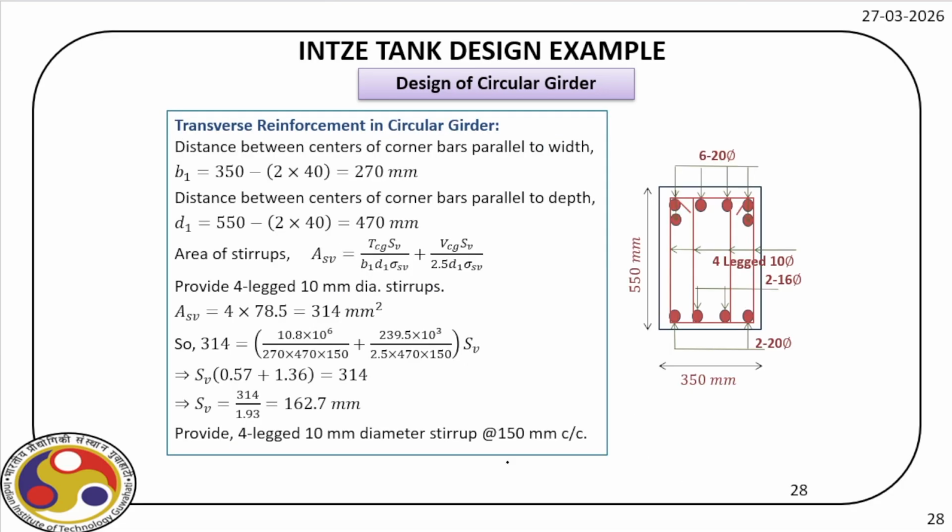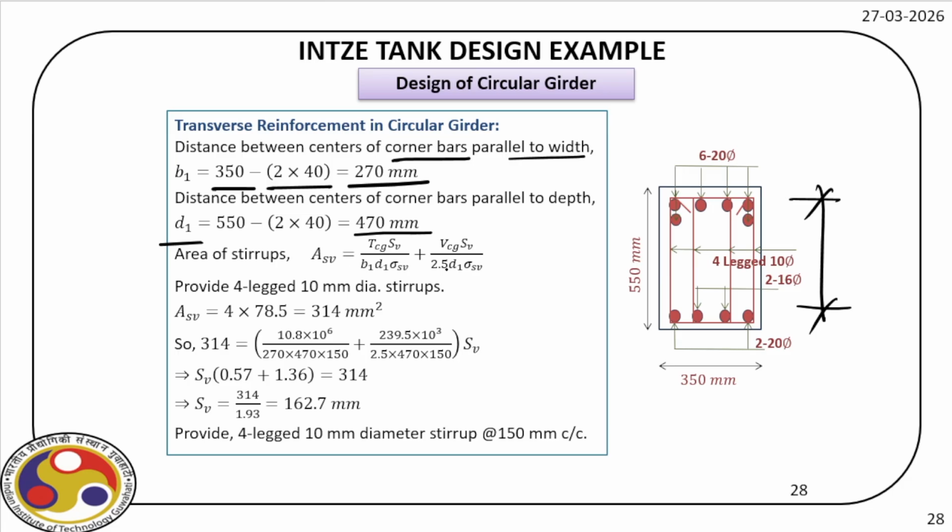So for the transverse requirement for the circular slab, you can see the distance between the center of the corner bars parallel to the width B1, you first find out, which is 350 minus 2 into 40, that is 270 millimeter. So the distance between the center of corner bars parallel to the depth D1 is equal to 550 on the other side, minus 2 into 40, which is 470.